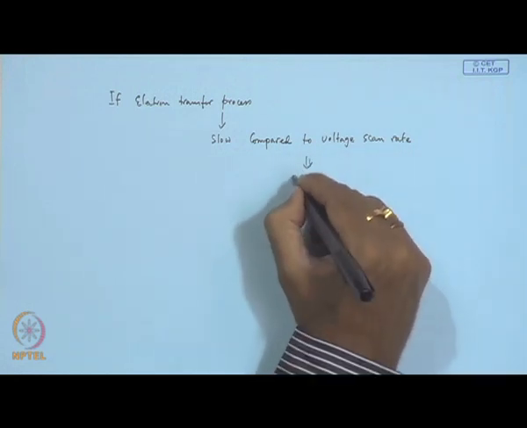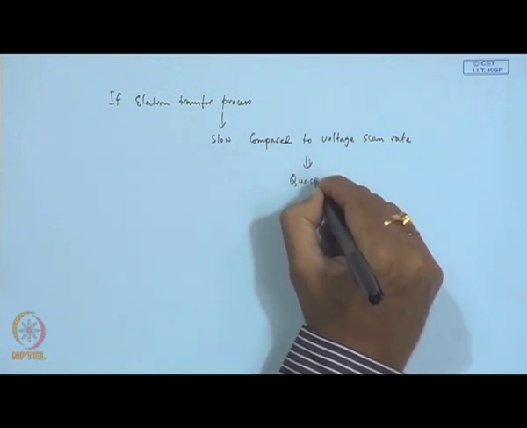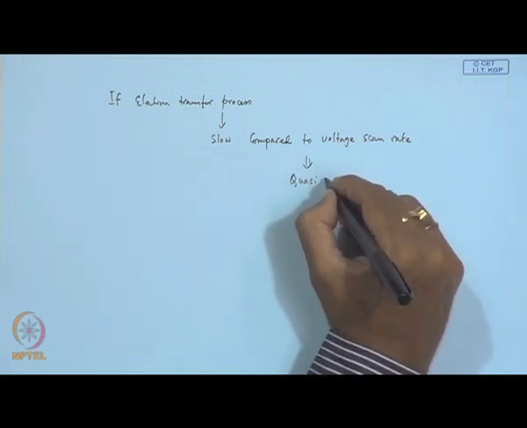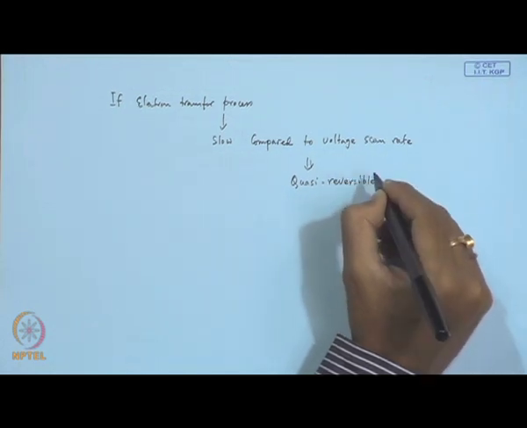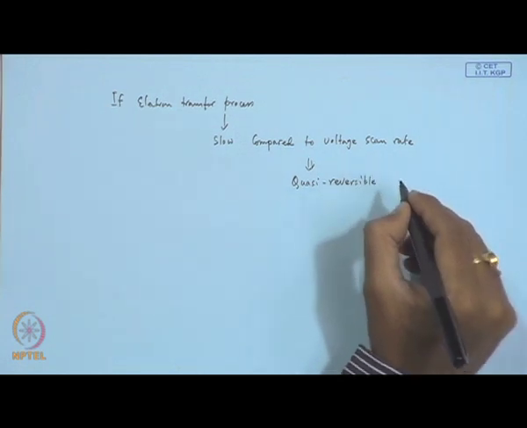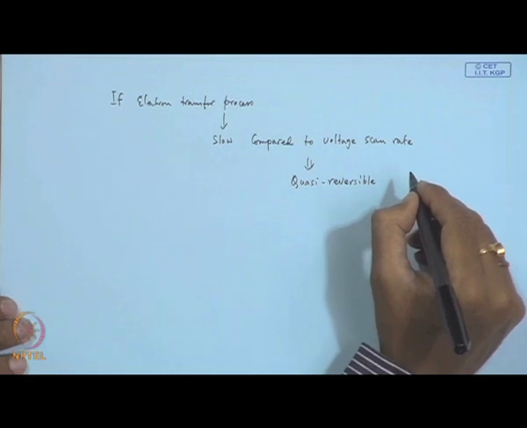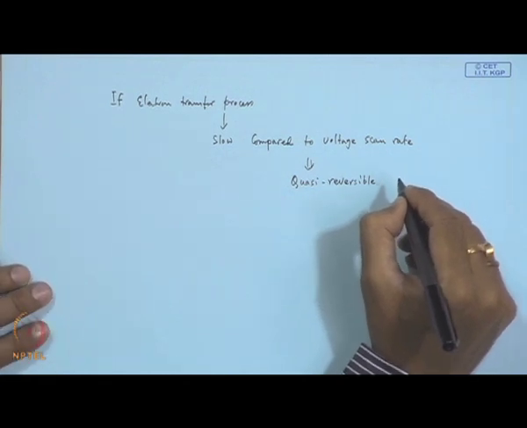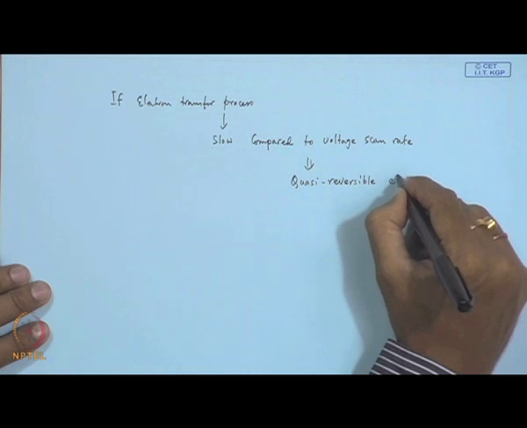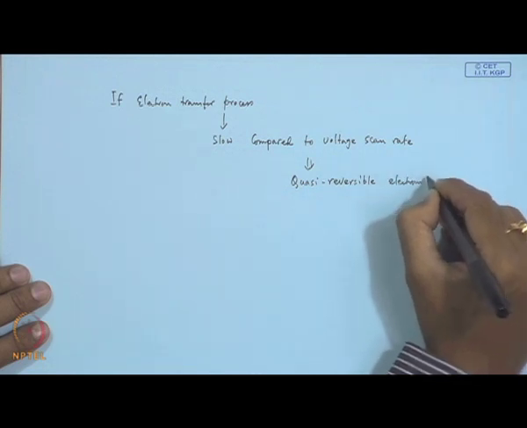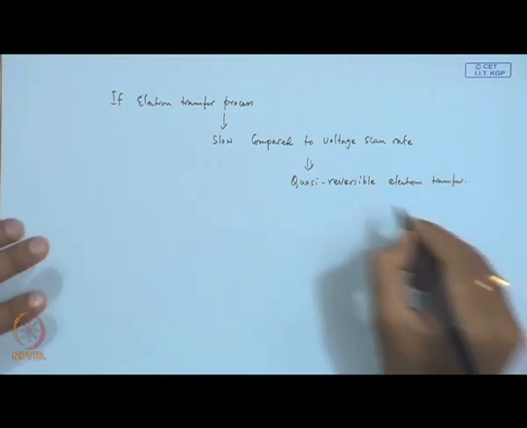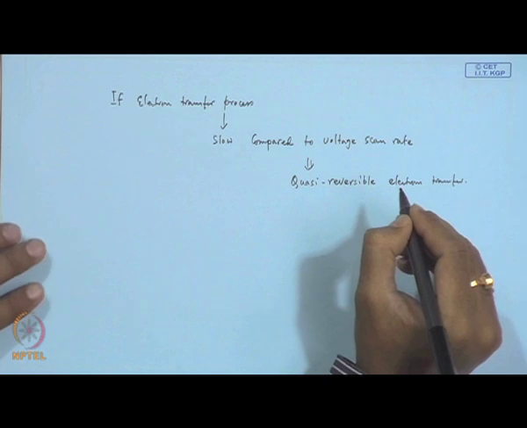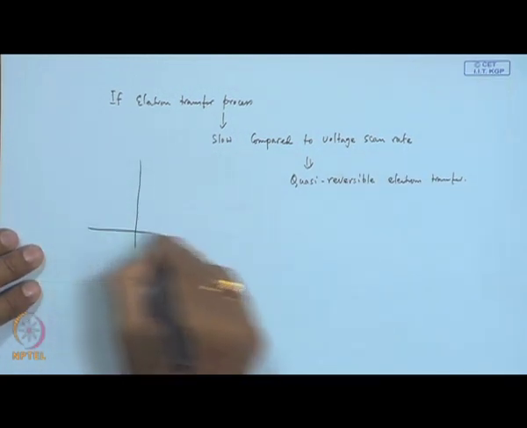this is termed as quasi reversible, or maybe it is termed as irreversible electron transfer. Okay. Quasi reversible electron transfer. Okay. So in that case, if it is slow compared to the voltage scan rate, let us have a representative plot.